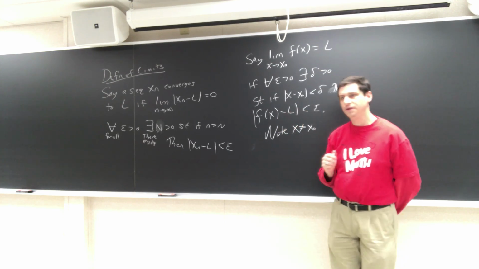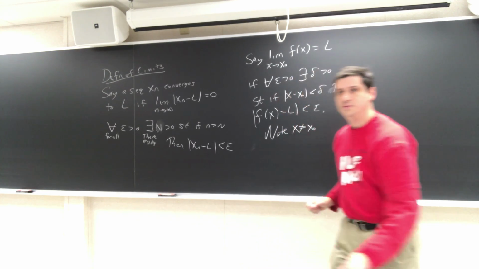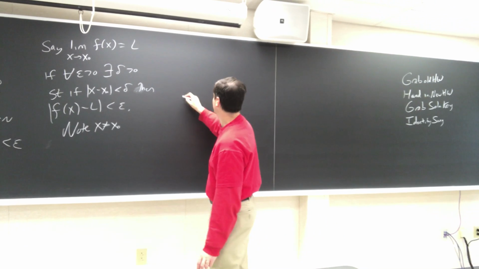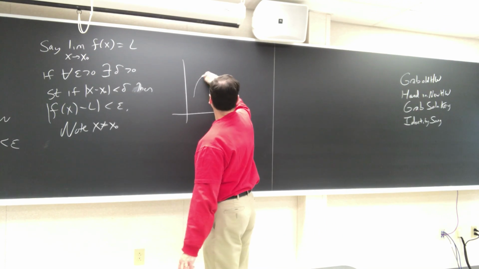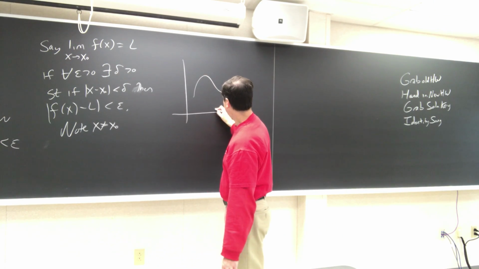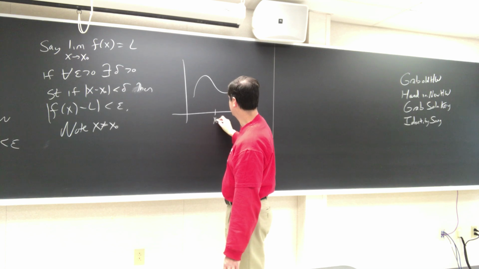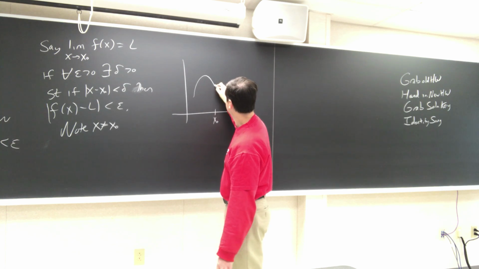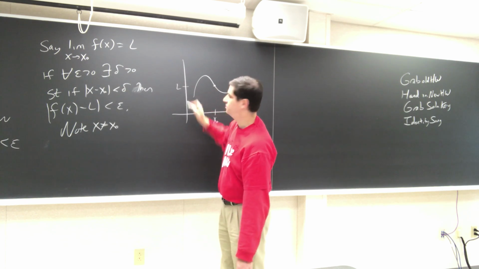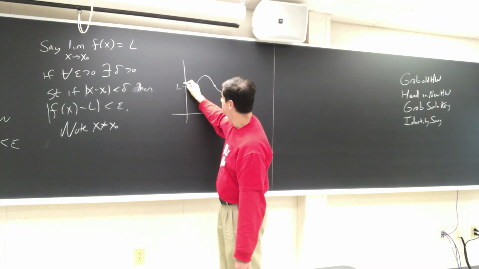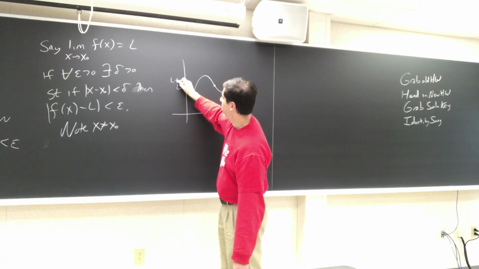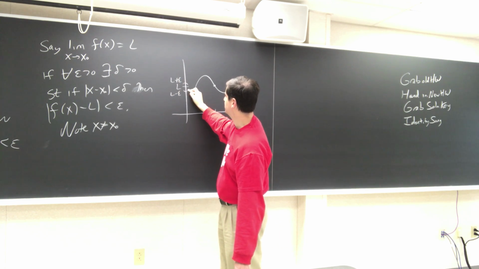So the way this is often drawn in terms of pictures, here's my function. Here's some point x naught. And here is what I believe the limit should be. You then give me some tolerance. So this would be L plus epsilon. This would be L minus epsilon.